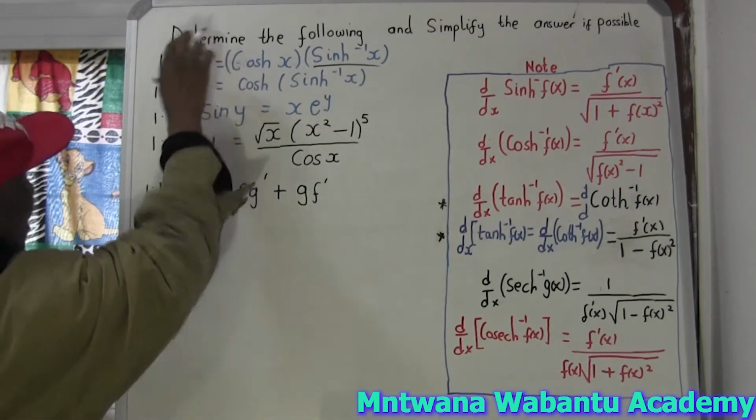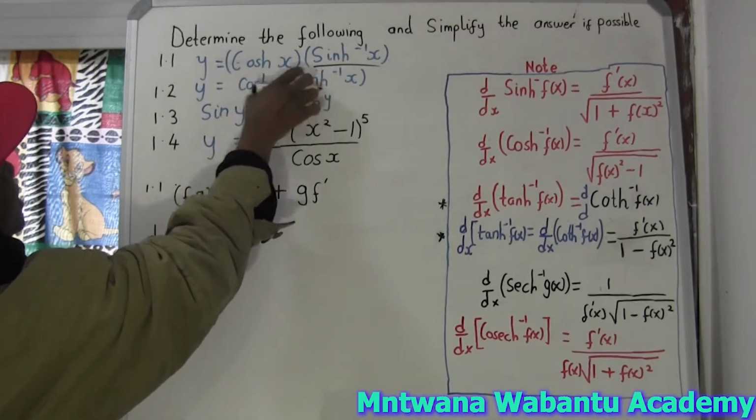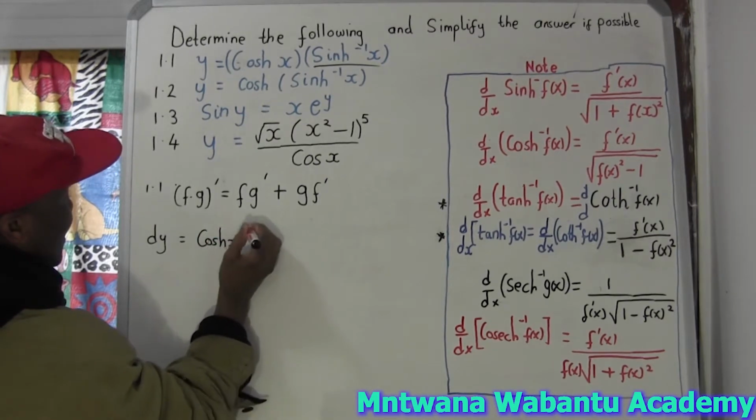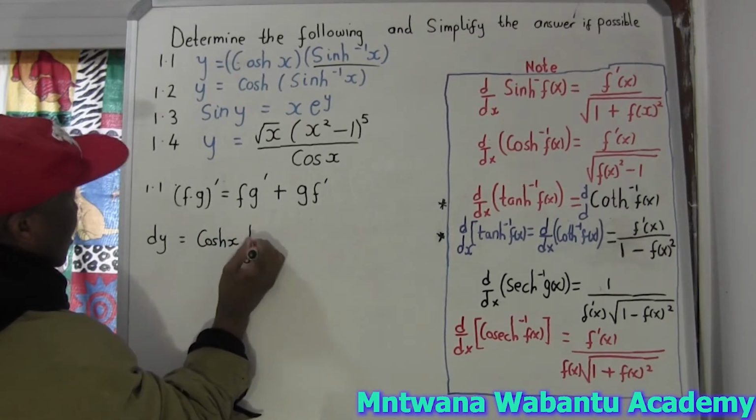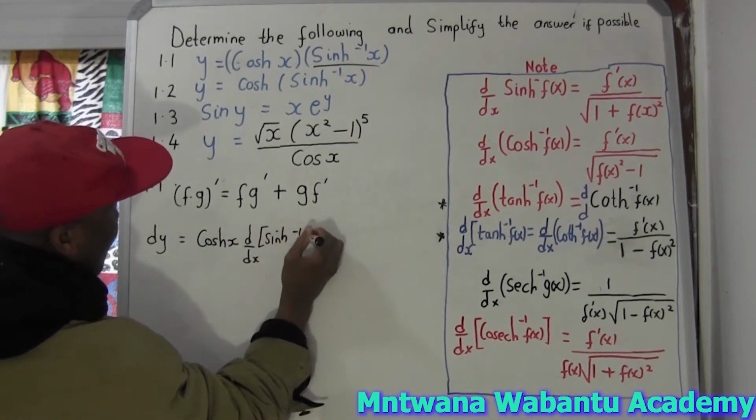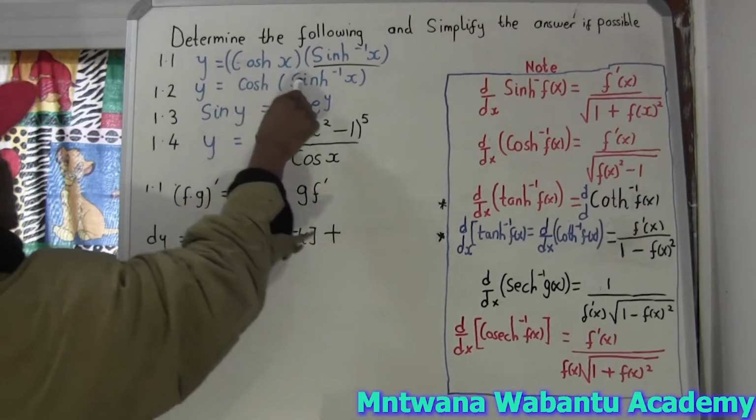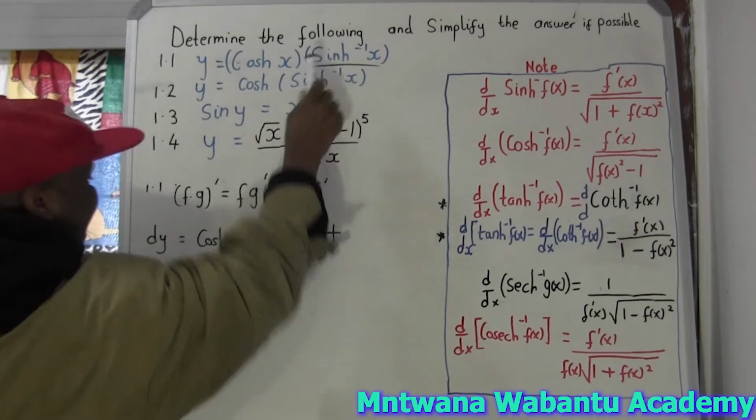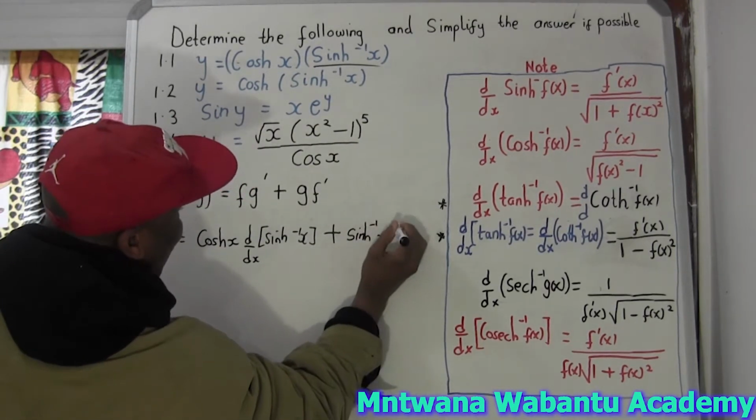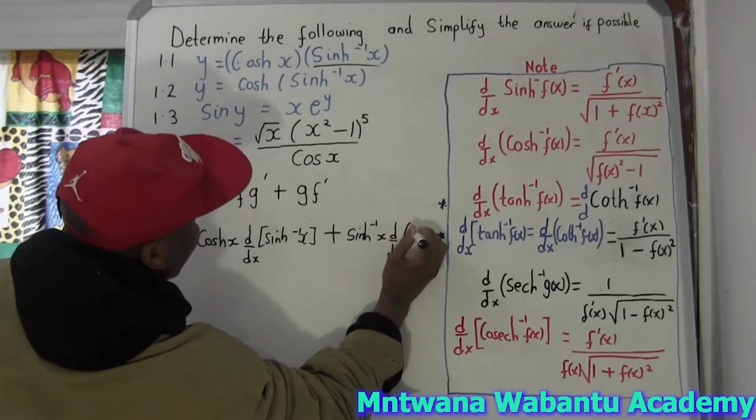So now you come here, you differentiate y, you're going to get dy equal. Now you come here, since this is a product rule, I'm going to put the first one constant, and then I have to differentiate the second one. What is the second one? Sinh. And then we plus. Now the first one was constant, now the second one is going to be constant, sinh of x. Now we're going to differentiate the first one, so differentiate the first one, cos of x.